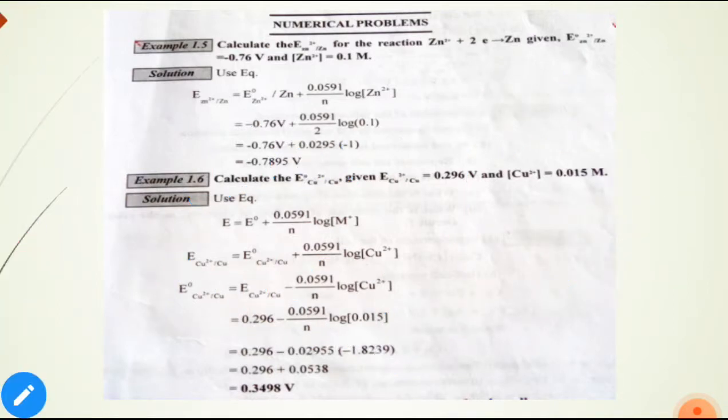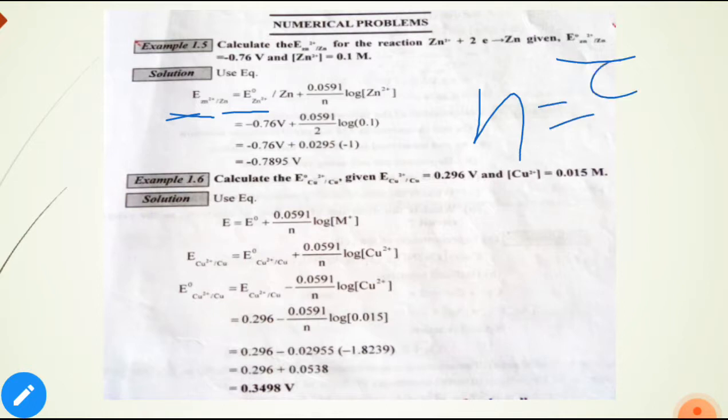Next you have to see the value of E is equal to E naught. E naught value is given. You have to substitute. We all know the formula of the Nernst equation, that is E is equal to E naught plus 0.0591 divided by n log of Mn+. It is a general formula. Now you have to substitute the given values. First substitute the E naught value. E naught is equal to minus 0.76 plus 0.0591 as it is.